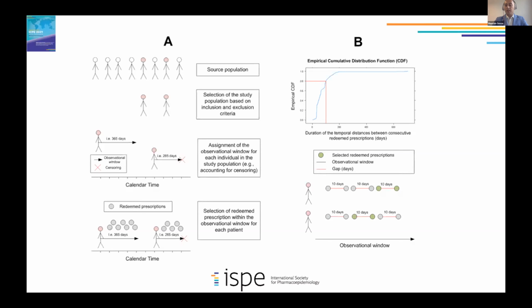Based on these durations, these temporal gaps between sequential prescriptions, we are going to create an empirical cumulative distribution function, which will only include 80% of the distribution. And why do we want to do that? Because we don't want to include very long temporal distances that are the natural consequence of stoppers and restarters.